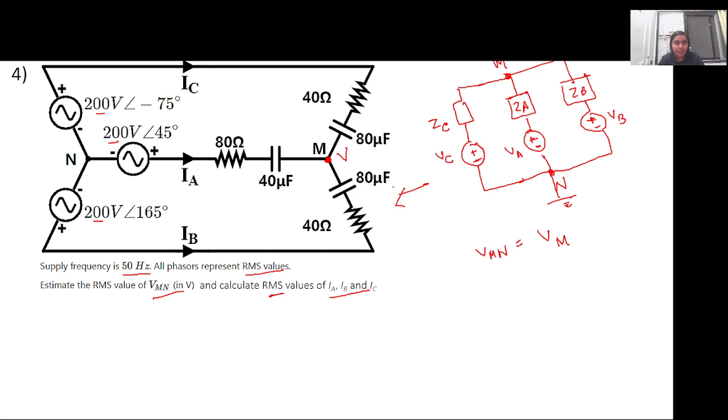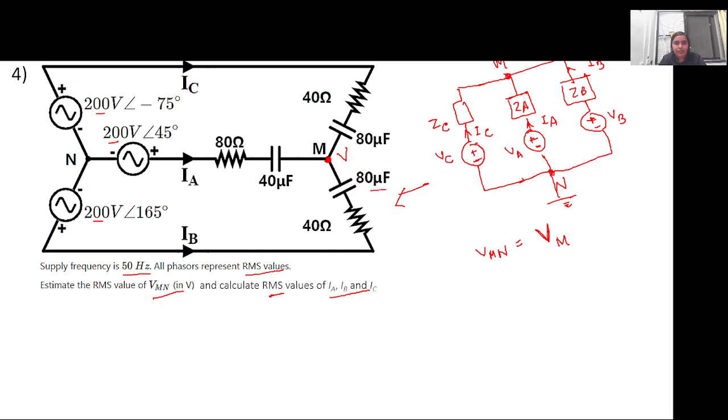Since it is given in the tilted version, it looks kind of different, but these two are the same. So you will have to calculate this Vm and the various currents. In this case, this is IC, IA and IB. So what are you going to apply to calculate the voltage Vm first? Can we use node analysis? Yes, we are going to use nodal analysis.